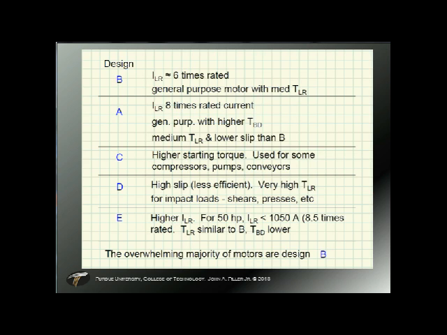C has a higher starting torque, used for compressors, pumps, conveyors, something that would have a large head pressure to get running. D has a high slip. It's not efficient. Has a very high locked rotor torque, but it's for impact loads, so it doesn't have to be efficient. It happens real fast and then waits. Happens and waits. So it would be something like a shear or a press. E is very similar to the B type, but again, 8.5 times rated current for an E type.